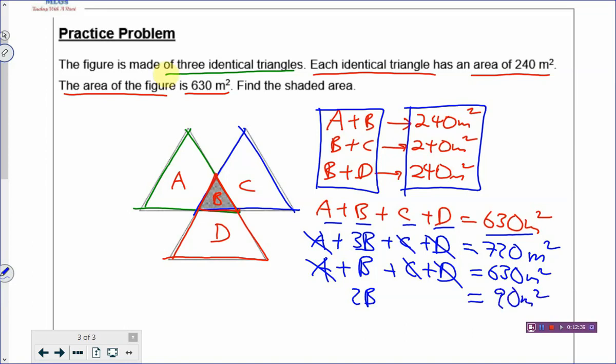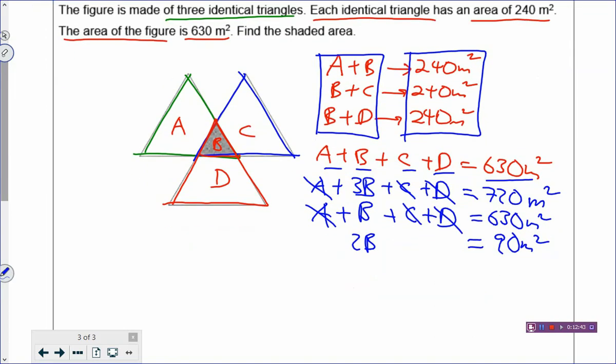So now can you see that your 2B is 90 meters square? So can you find what is 1B? B is 90 divided by 2, which is 45 meters square. So have you found the shaded part? You found the shaded part, which is 45 meters square, which is your letter B. And that's how you solve complicated problems with very strange diagrams.